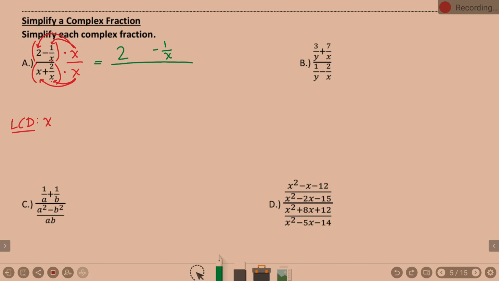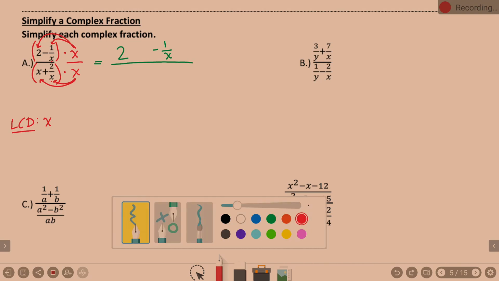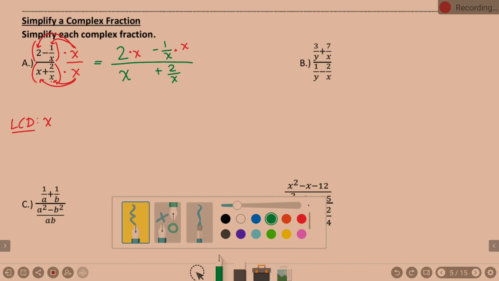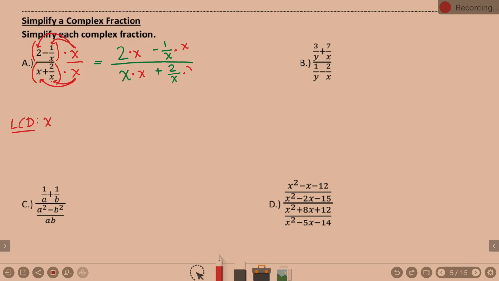And I'm going to write next to it, what are we doing next to each piece? We're multiplying the 2 by x, and we're multiplying the 1 over x by x. I'm going to do the same thing in the denominator. I'm going to write out the x plus 2 over x. What are we doing to both pieces? We're multiplying them by x. Okay? And again, I think it's going to help some of you see it. Now, it's all about cleanup.